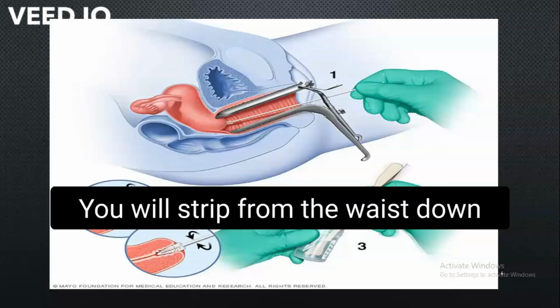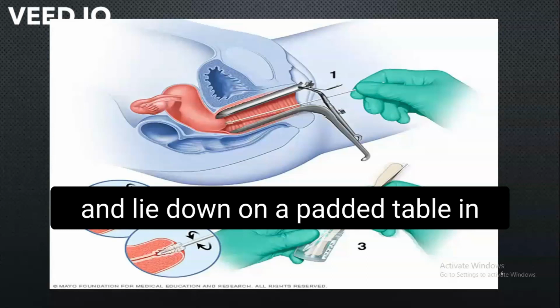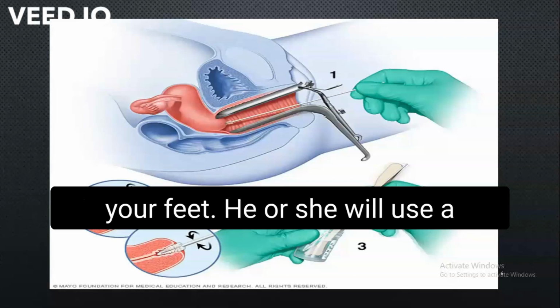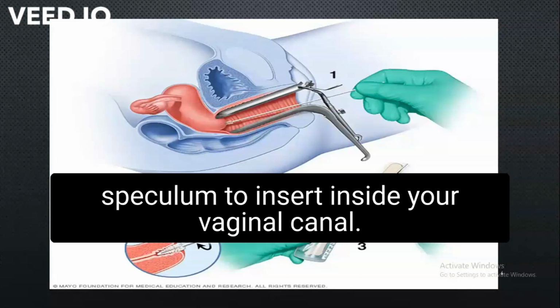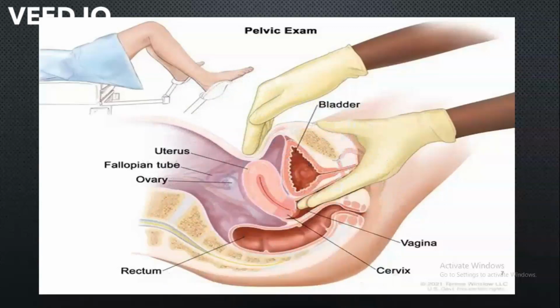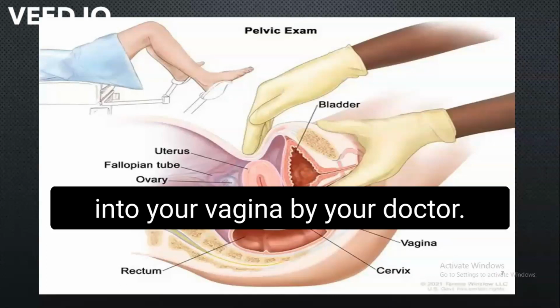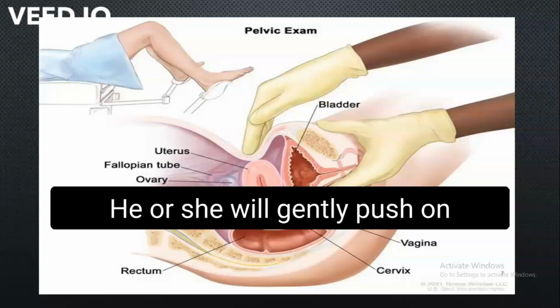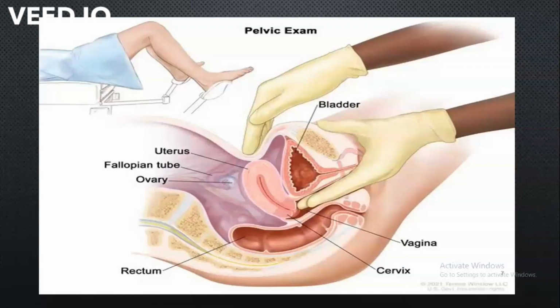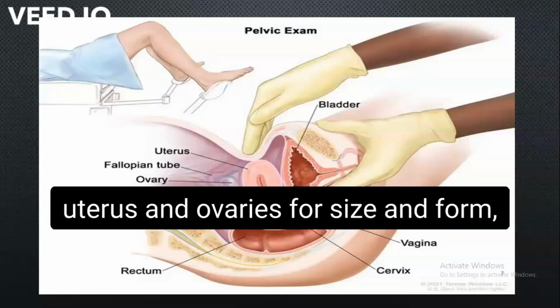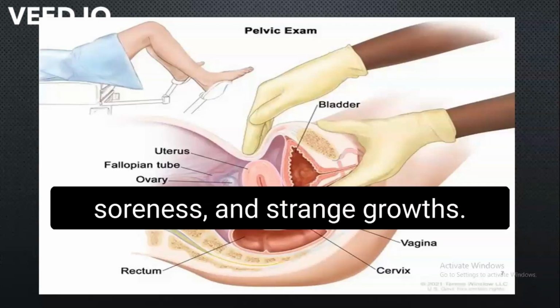You will strip from the waist down and lie down on a padded table in your doctor's office for a pelvic exam. Your doctor will take a seat close to your feet. He or she will use a speculum to insert inside your vaginal canal. This allows your doctor to view within your vaginal opening. Two lubricated gloved fingers will be inserted into your vagina by your doctor. He or she will gently push on the exterior of your lower abdomen with their other hand. This is how your doctor will examine your uterus and ovaries for size and form, soreness, and abnormal growth.